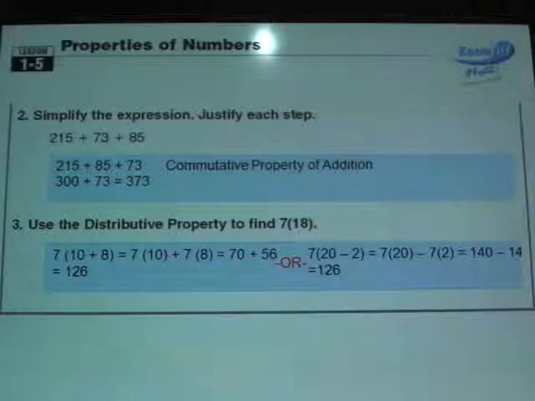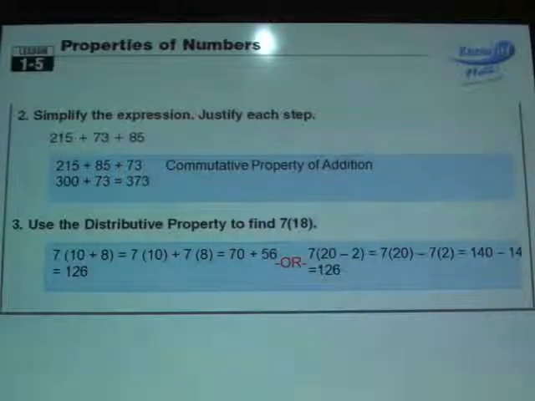In the last question, they're asking us to use the distributive property to find 7 times 18 here. So remember, as we saw in the earlier example, the number you're multiplying by, the larger number, can be broken up in pretty much any way you want. So there's a couple different ways you can look at breaking up 18. Most of us are probably going to go the addition route and say 10 plus 8, which is what you see on the left side of the screen there to the left of the red OR.